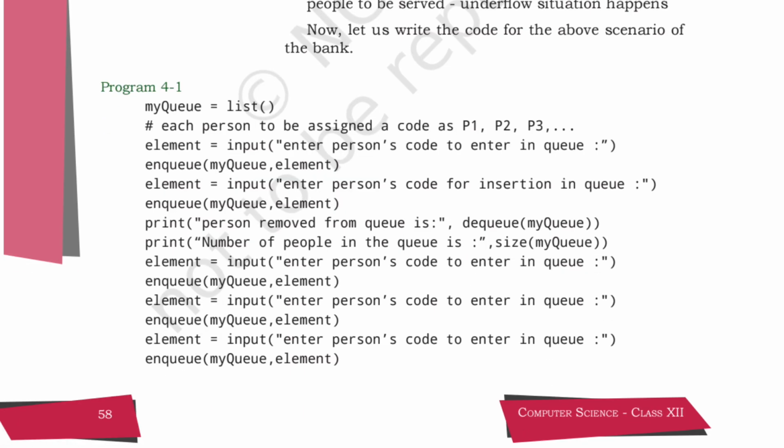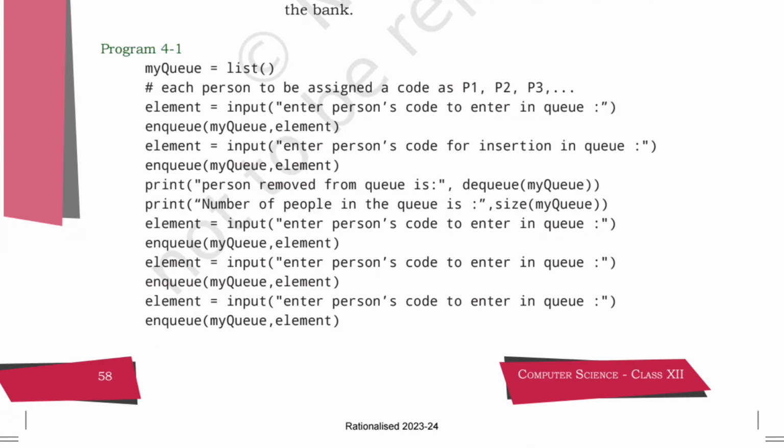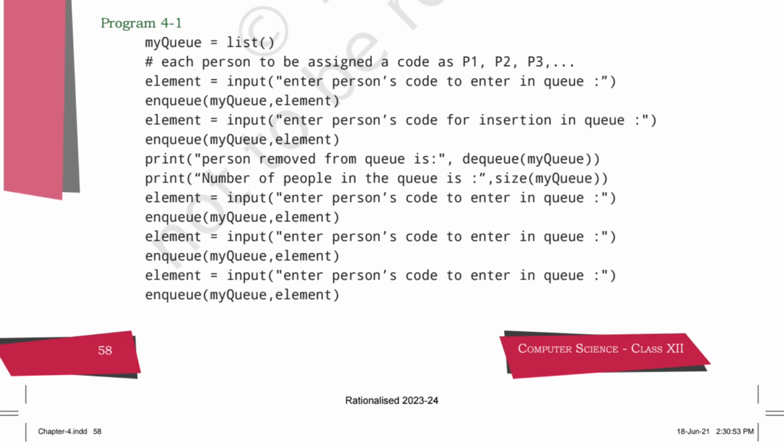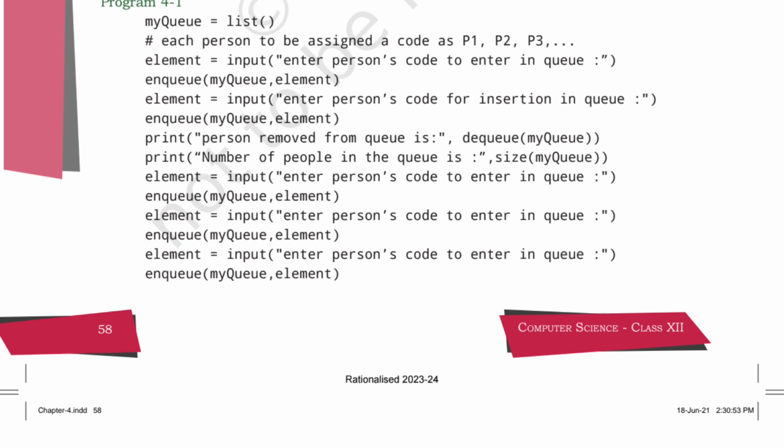Okay, then element = input, enter person code for insertion in the queue. Then NQ myQueue, element. Then print person removed from the queue is DQ(myQueue). Okay, DQ will be performed, we are removing the element. Again, number of people in the queue is size of people. Okay, then element = input, enter the person's code to enter the queue. Then NQ myQueue, element.